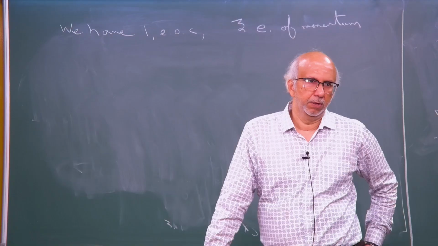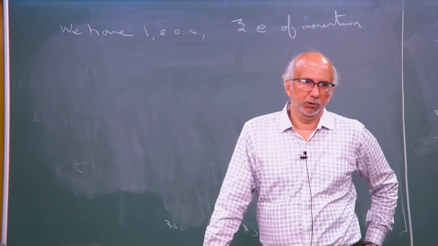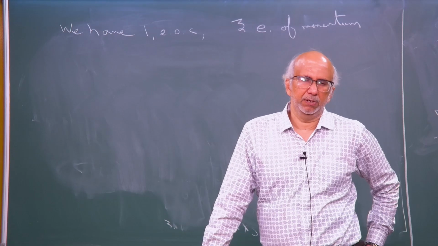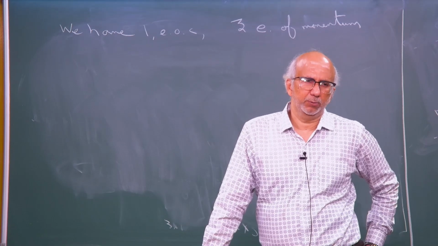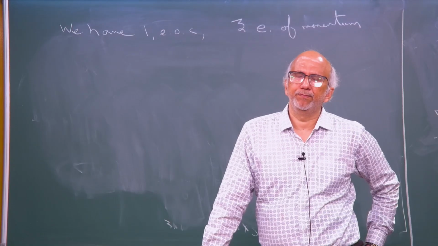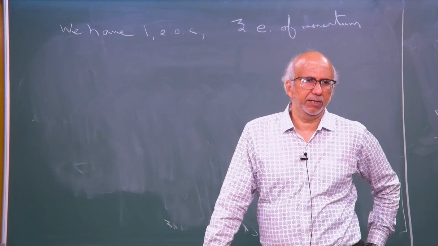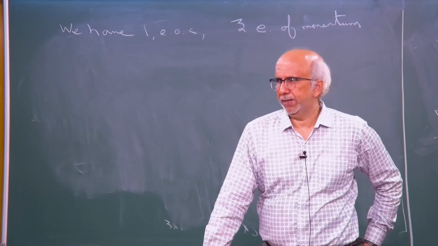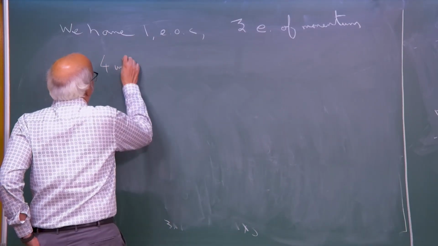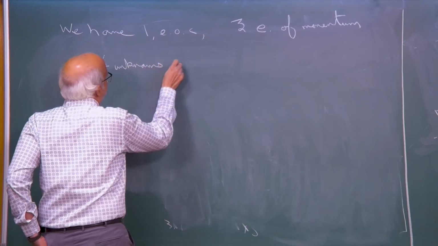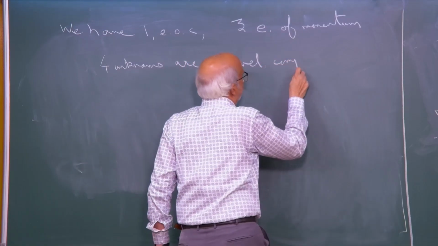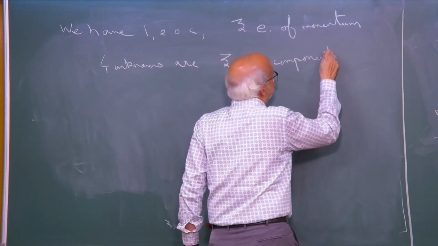And what are the variables that I am trying to find out? There are the 3 velocity components, and let us keep life simple. We have incompressible liquids and properties are constant. The 3 velocity components and the pressure. So, I have 4 equations and 4 unknowns. The 4 unknowns are the 3 velocity components and pressure.